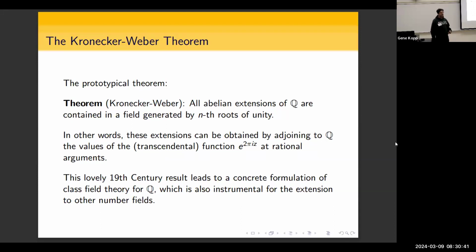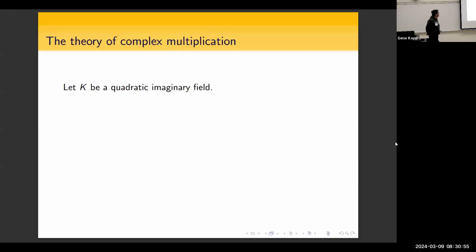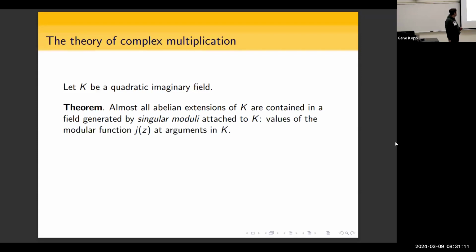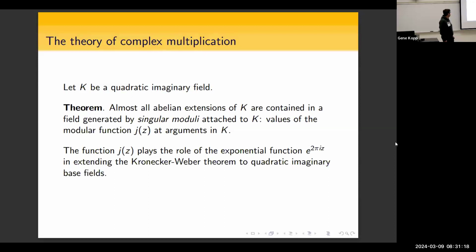That leads, of course, to a very concrete formulation of the main results of class field theory for the ground field Q. And indeed, it plays an important role in the development of class field theory for other number fields. There's another situation where we have an equally nice construction of abelian extensions, which is the case where the ground field K is quadratic imaginary. In that case, essentially all abelian extensions of K are contained in a field generated by singular moduli. Singular moduli are just values of the modular function J at arguments which belong to K. So the J function plays exactly the same role for quadratic imaginary fields as does the exponential in extending the Kronecker-Weber theorem to these ground fields.